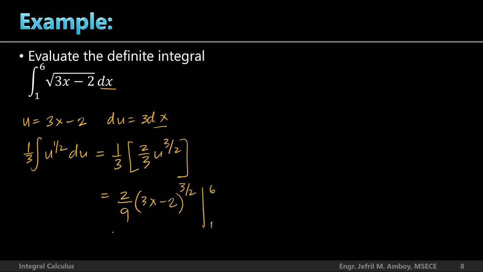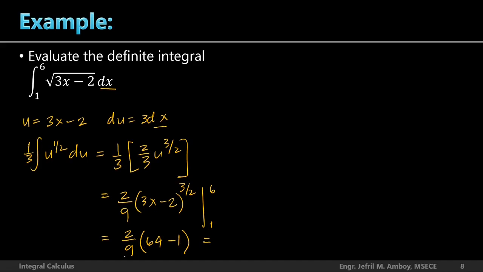So, pag in-evaluate natin yan, 2/9 times upper limit muna. So, 3 times 6 is 18. 18 minus 2, 16. Square root ng 16, 4. 4 cube. 4 cube is 64. Okay, so 64 minus, lower limit naman, 3 times 1, 3. 3 minus 2, 1. Square root ng 1, 1. 1 cube, 1 pa rin. So, 64 minus 1 is 63.